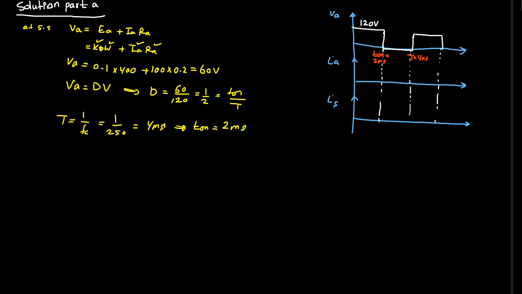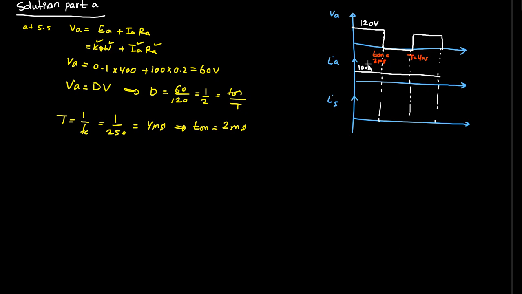Now IA is already given. It's assumed to be continuous and ripple free at 100 ampere. And now the supply voltage, the supply current.